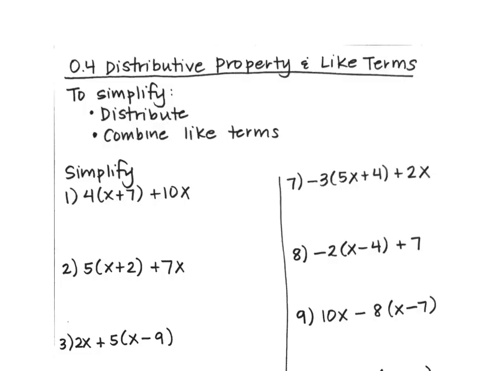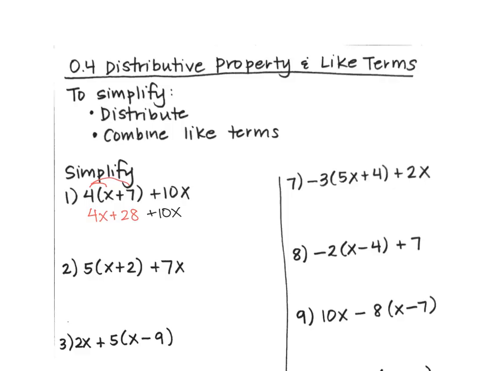First step, distribute. So I'm going to look for parentheses. I can see parentheses right here. There's a number in front of the parentheses, so I'm going to take this 4 and distribute it to the parentheses. So this is going to go here and here. 4 times x is 4x, plus 4 times 7 is 28. The plus 10x I leave alone because it was not in parentheses, but I don't want to forget it. It's still there.